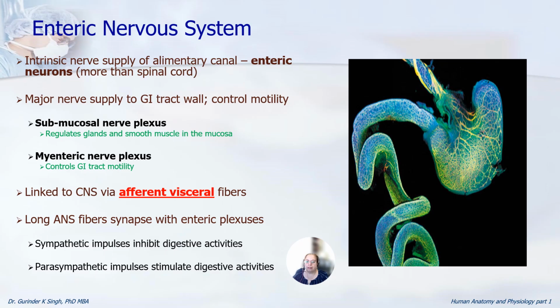All right, now let's talk about what is known as the enteric nervous system, or the gut brain. Technically speaking, the whole GI tract, the lumen of the tube, can be considered as external to the body because it is not part of the body. It is a tube exposed to the external environment at both ends.